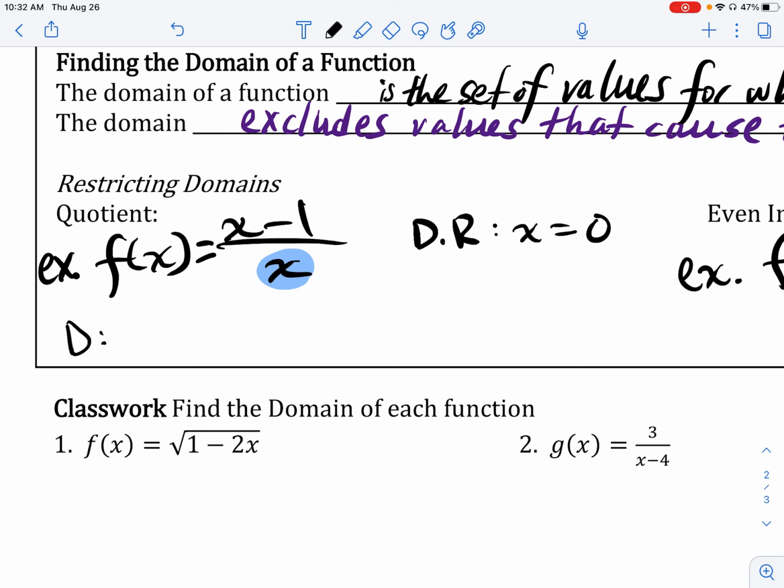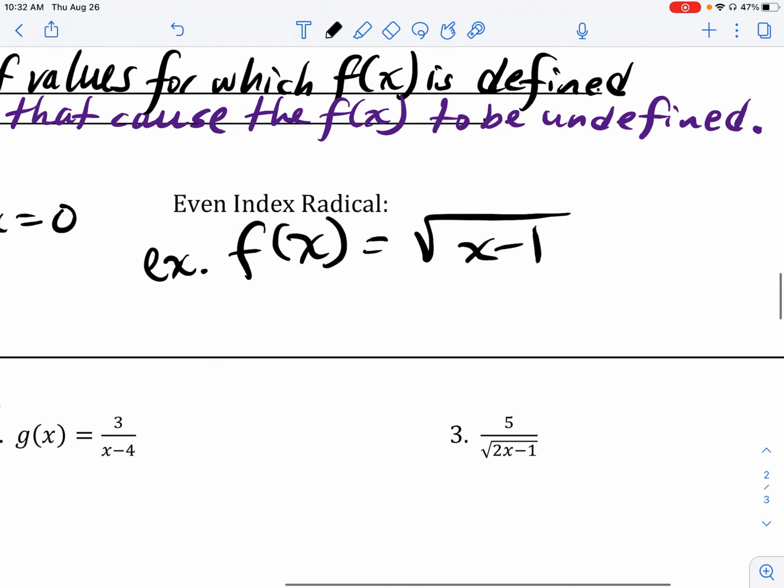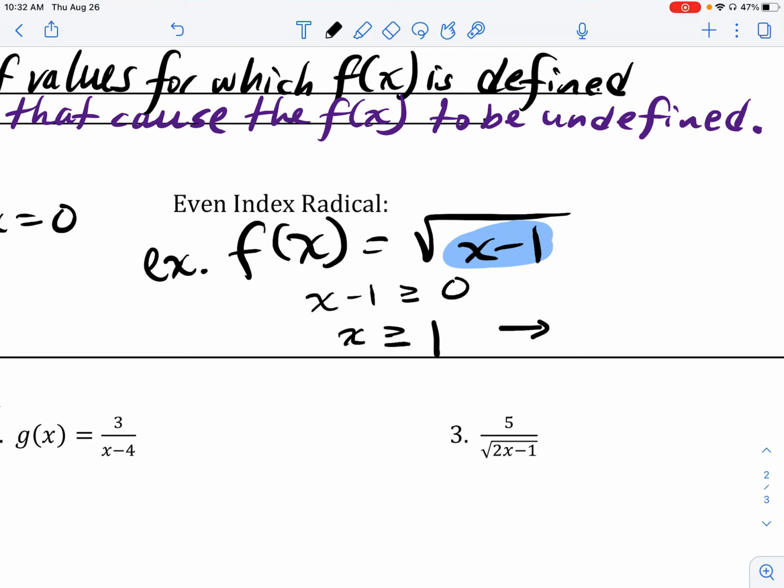And we would describe our domain as being all the numbers from negative infinity to 0, union 0 to positive infinity. Now, what about something like an even index radical? Well, we know that we cannot take the square root or an even root of a negative radicand. So we know that x minus 1 must be greater than or equal to 0, which we then say x then has to be greater than or equal to 1. And in interval notation, we would say that our domain is therefore all the numbers from 1 to infinity.